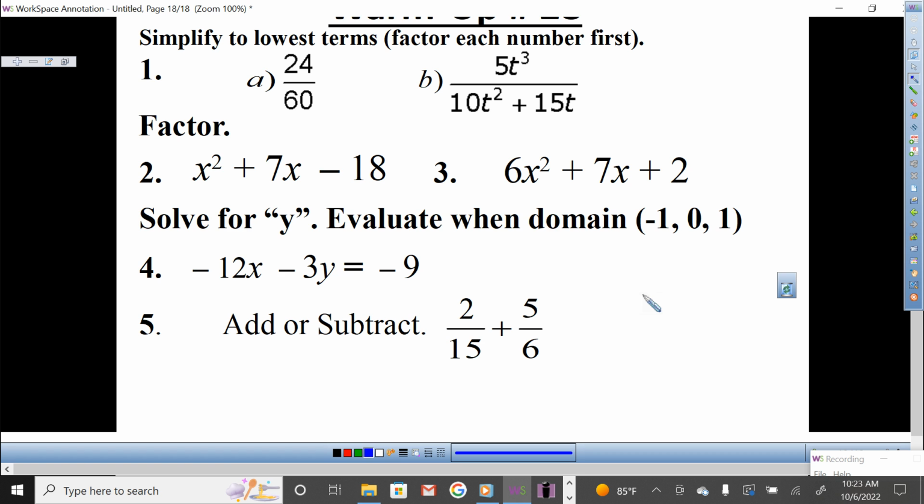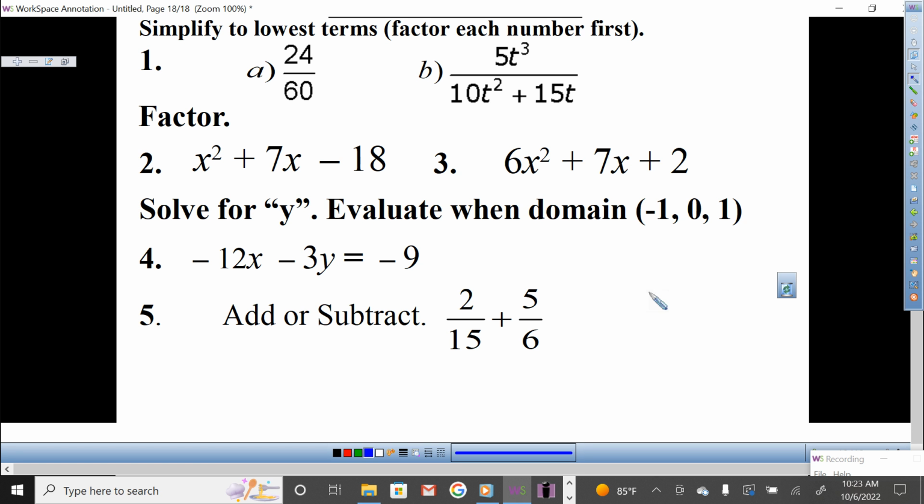All right, as mentioned before, today's going to go pretty fast, so I'm going to go over the warm-up really quick just for the sake of time, see how you did with what you have so far. Here goes number one. For number one, I said look at these two numbers and see if you can find a GCF for the numerator and denominator. What would be a GCF? 12, yes. 12 times 2 and 12 times 5.